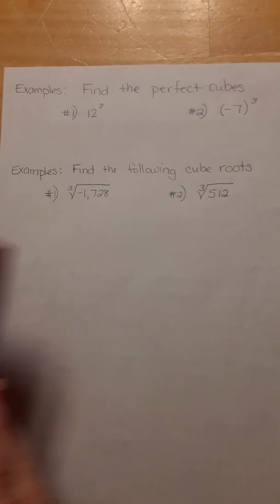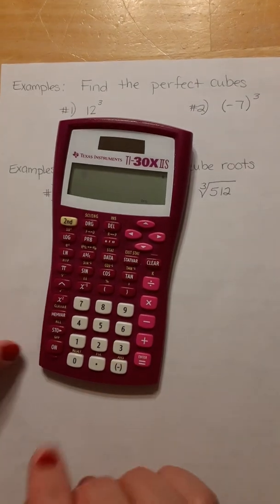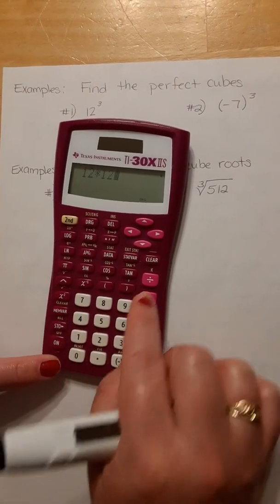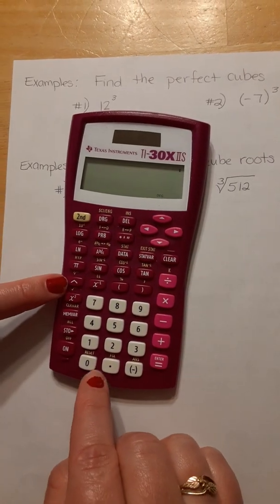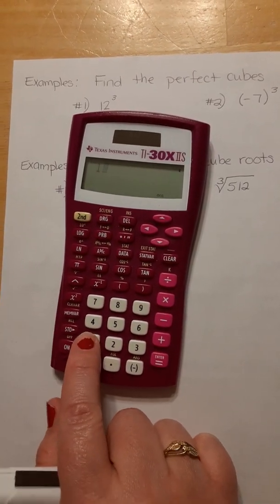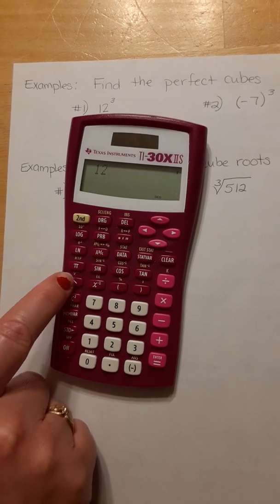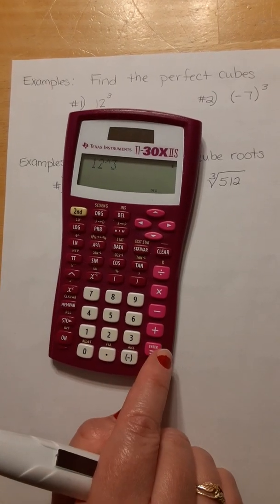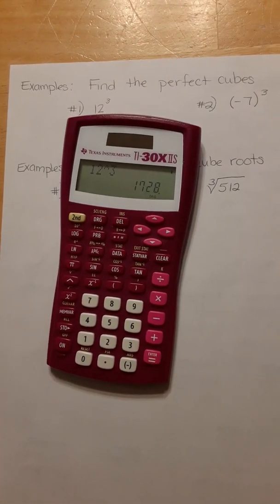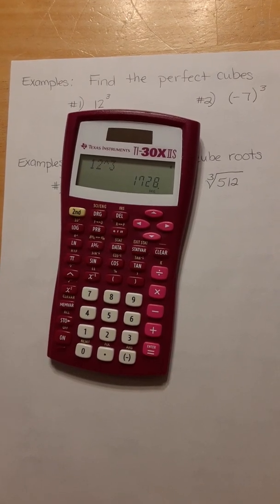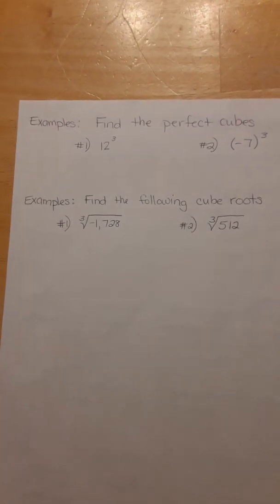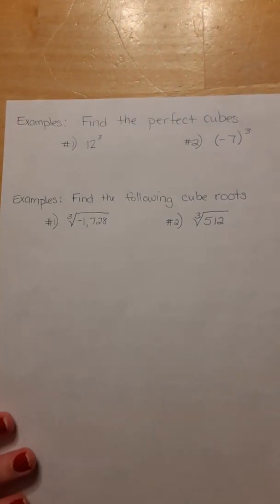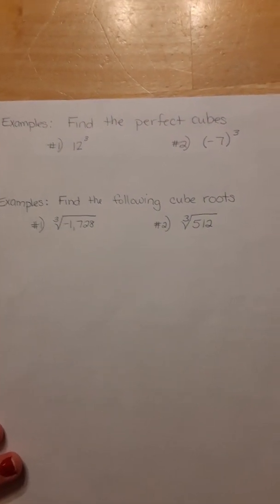Now, in your calculator, you can simply go 12 times 12 times 12 and get the answer, or we can use our caret button here. So I'm going to go 12, hit the button, and put 3. And that will give me the cube of that. We've used that a few times in class, but just as a reminder, that's how we can put it in our calculator.